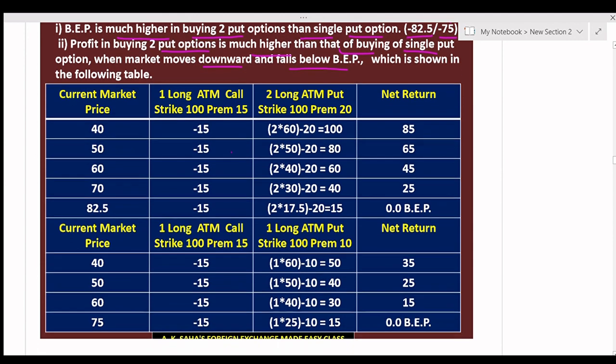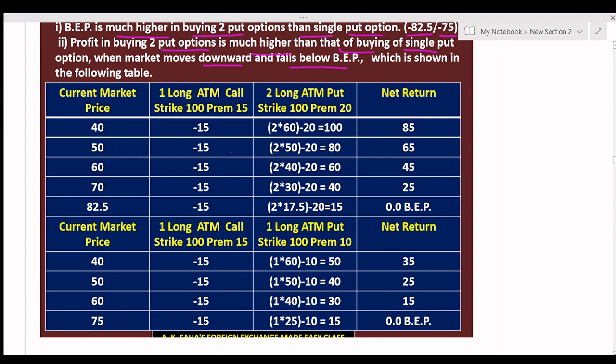Here is the table where I compare these 2 strategies. One is buying 1 ATM call, strike price is 100, premium is 15, and 2 put options, strike price is 100 and premium is 20. So start with the break-even point 82.5, here minus 15, here 2 into 17.5 minus 20 is equal to 15. So it is 0.